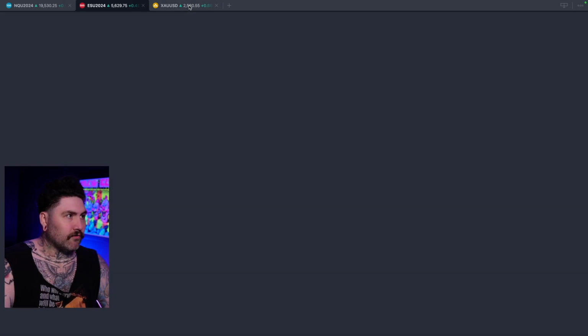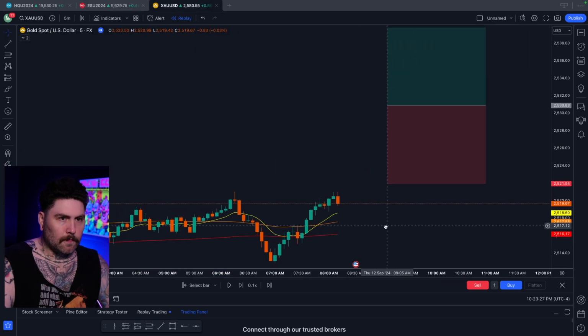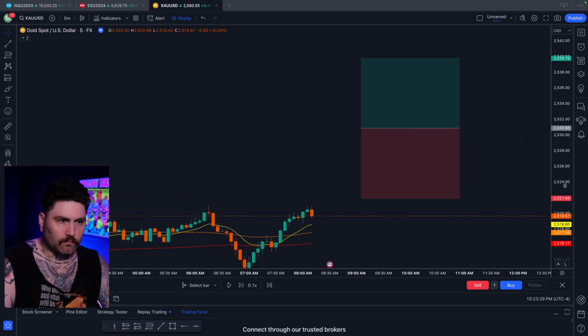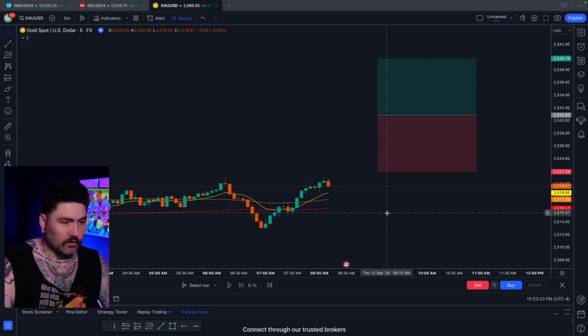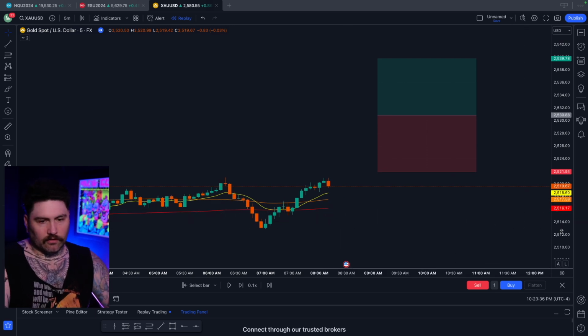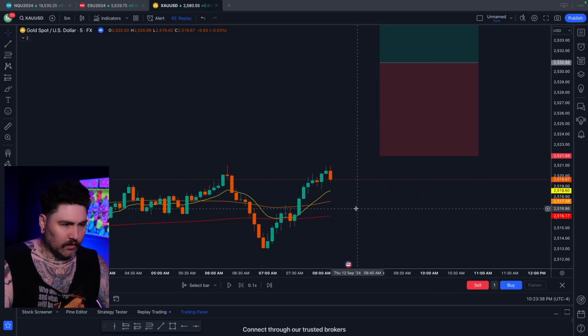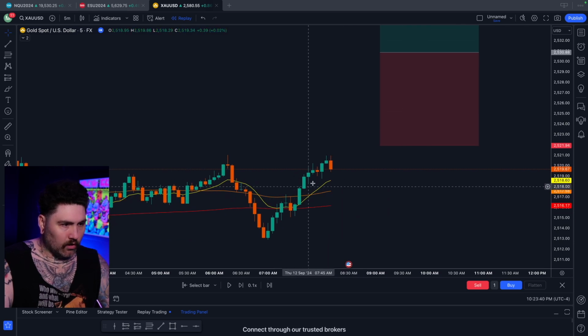All right. And then the final example is going to be on gold, and this is going to be a nice one. This is like textbook. You just can't beat it. So right now we are over both EMAs and the SMA. This is about 8:10 in the morning.